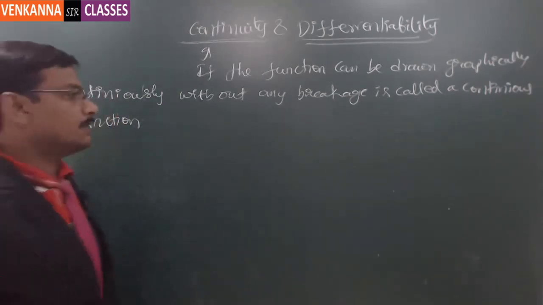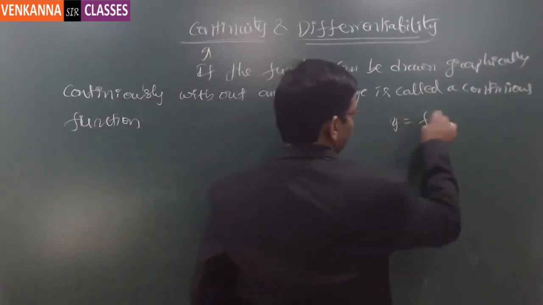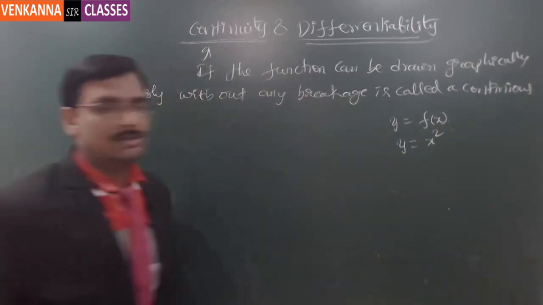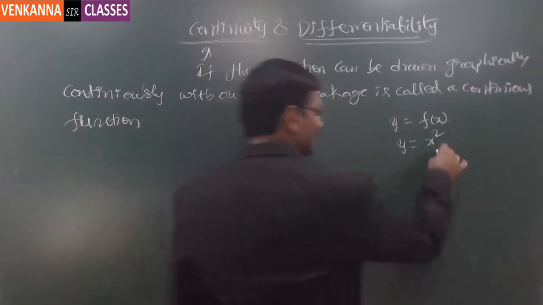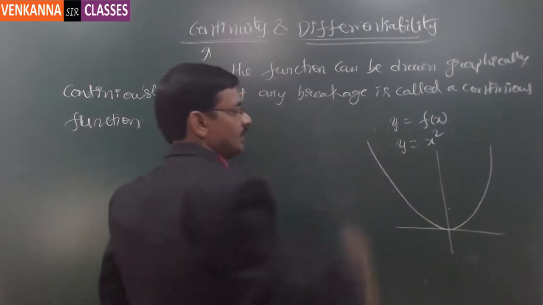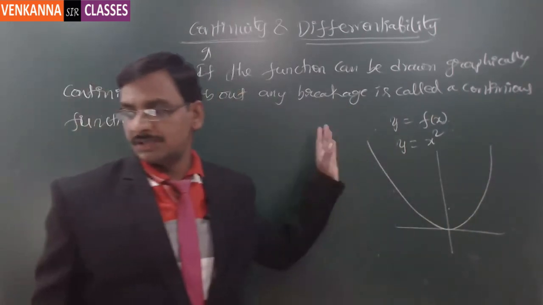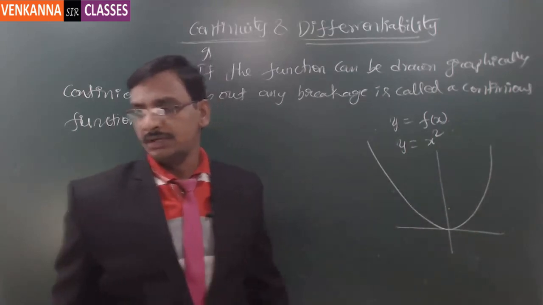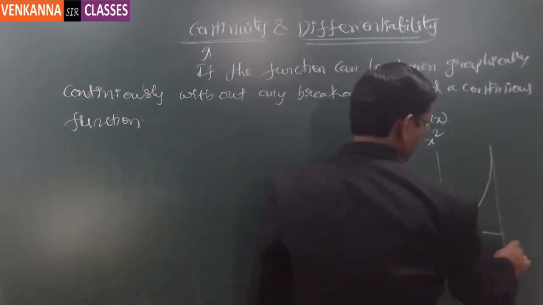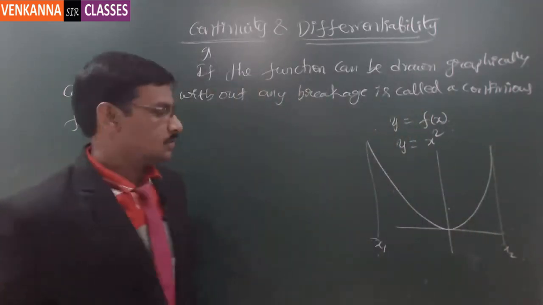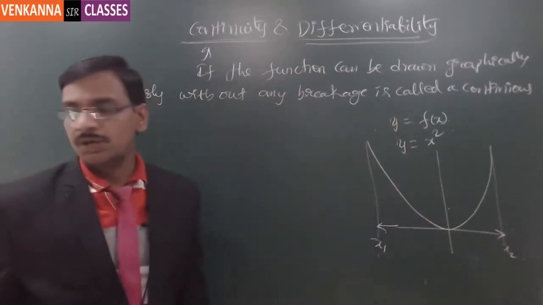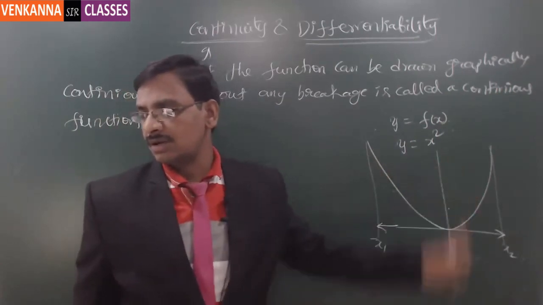That means, suppose I have been given a function y is equal to f of x, let us say y is equal to x square. Now this curve is nothing but the parabola, and if you want to draw this parabola on a graph, it will come in this way. And if you notice, I never lift the chalk piece when I am drawing this entire curve, right? So that's why this is continuous within the range of this x1 to x2, whatever I have specified here. From this x1 value till this x2 value, I could draw this function without lifting the chalk piece, hence it's a continuous function.